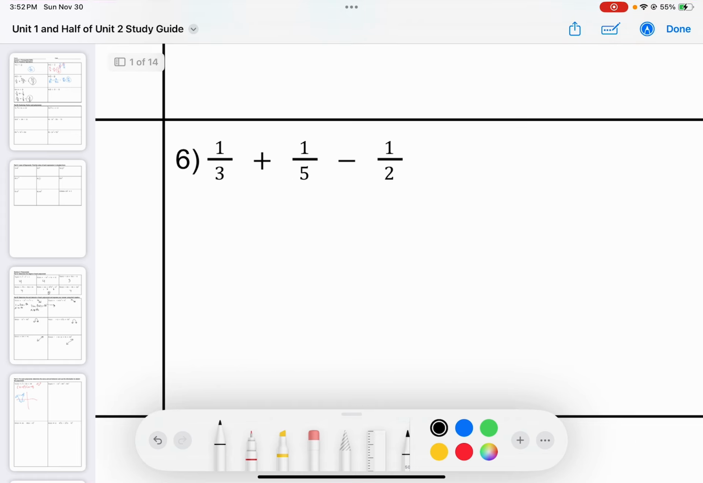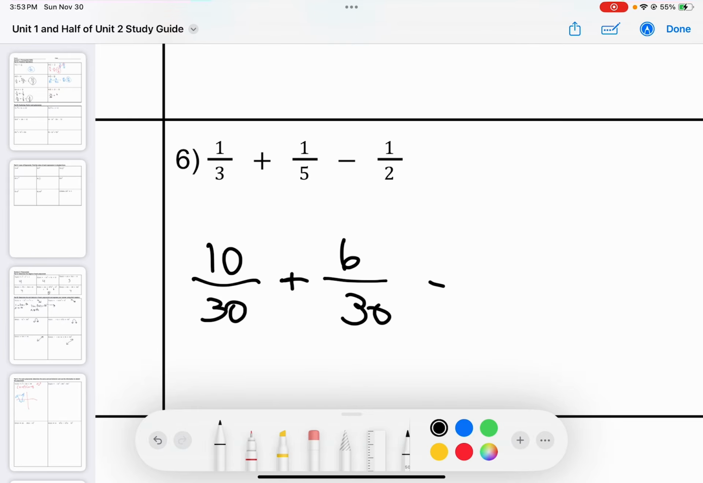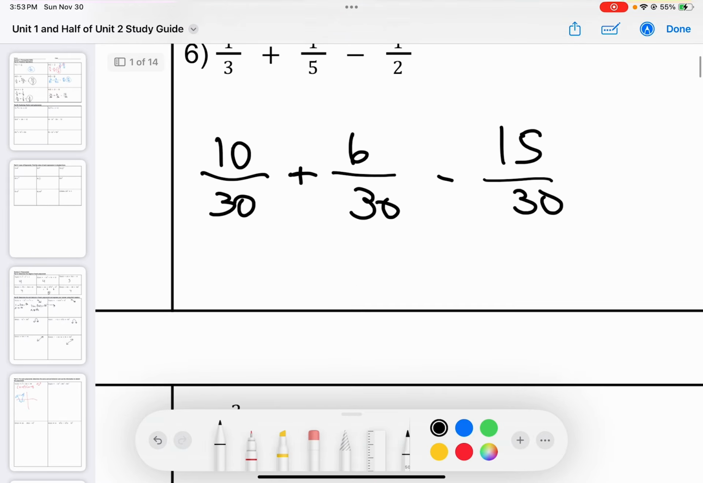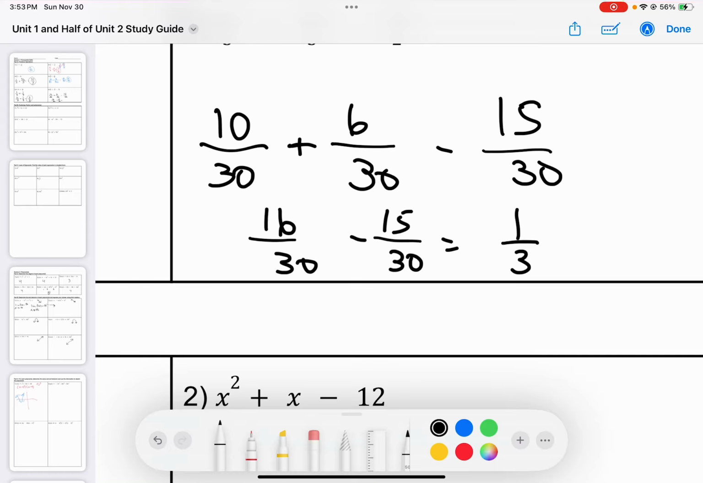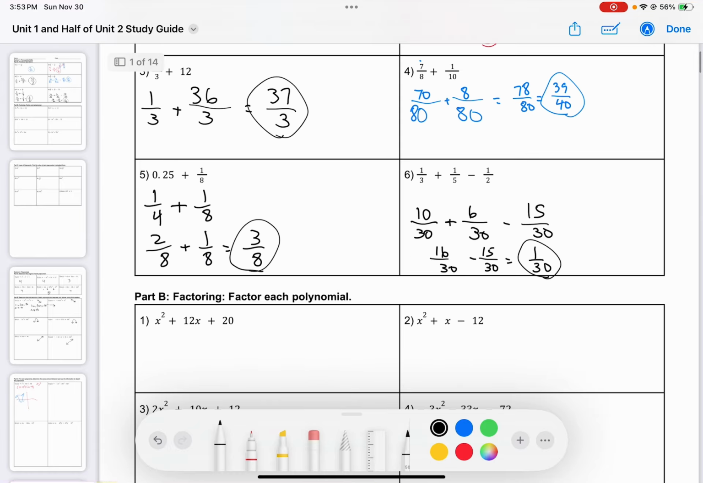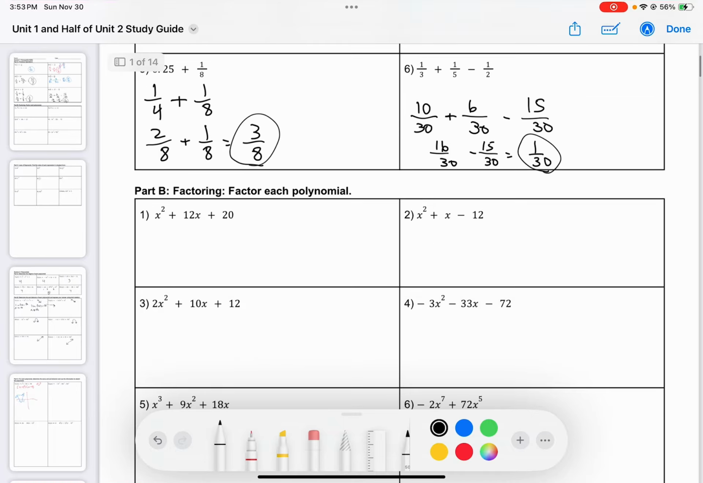All right, here in number 6, I need all the denominators to be the same. So I could just multiply 3 times 5 times 2. In fact, let's just do that. 3 times 5 is 15. 15 times 2 is 30. So I'm going to put 30 on the bottom here. So it's 10 over 30. 1/3 and 10 over 30 are equivalent. 1/5 becomes 6 over 30 minus 15 over 30. And 1/2 is 15 over 30. So 16 over 30 minus 15 over 30 is 1 over 30.